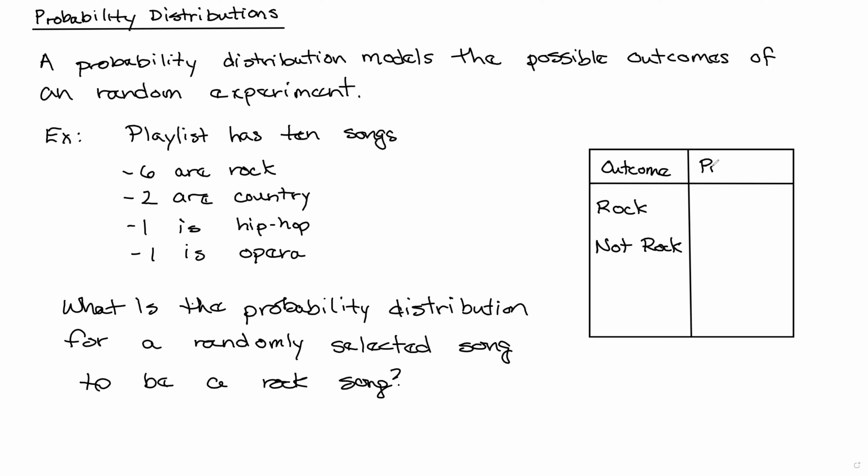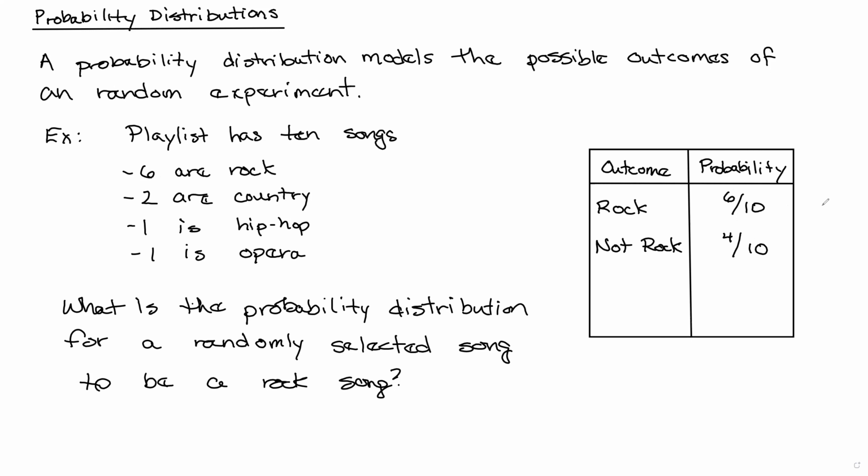And then over here, we want to put the probabilities. So assuming these are equally likely outcomes, you can construct the probability by looking at the number of things in the event space versus the things in the sample space. For a song to be a rock song, there are 6 possible ways we could get a rock song, and there are 10 things total in the sample space. Not a rock song, there are 4 possible ways out of 10 total things in the sample space.